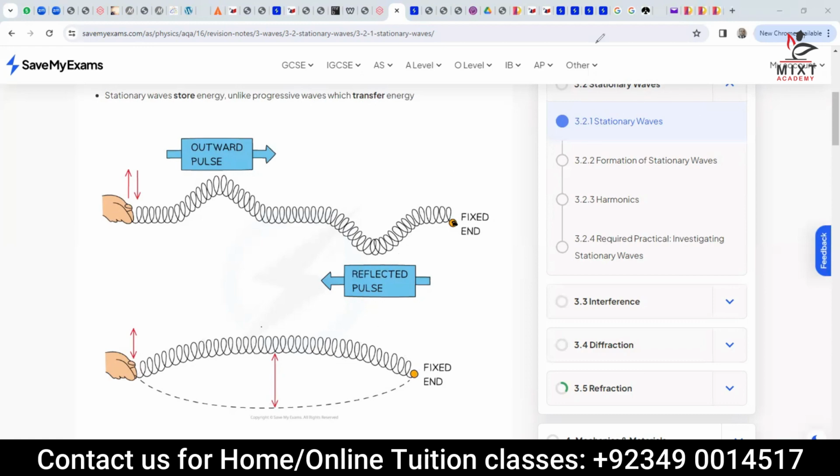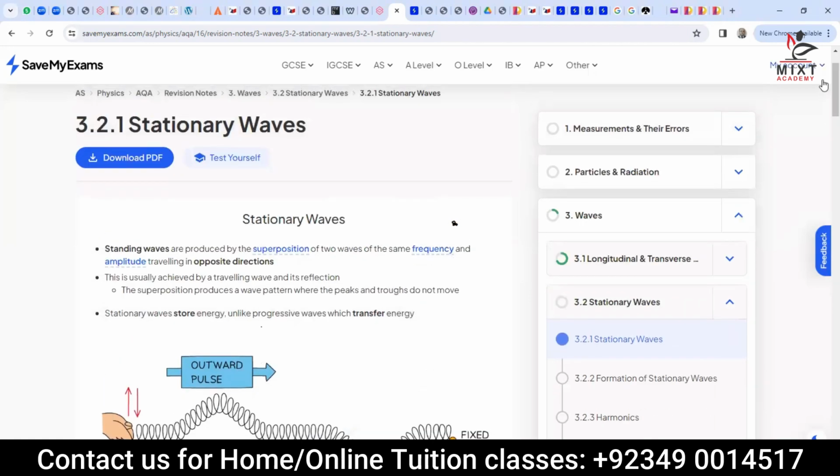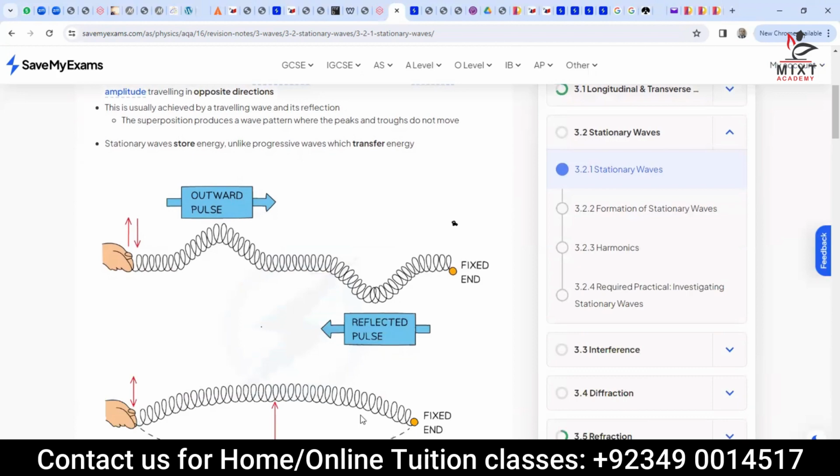So basically, what exactly is a stationary wave here? Standing waves are produced by the superposition of two waves of the same frequency and amplitude traveling in opposite directions. What are the conditions necessary for a standing wave? The first condition is that the waves should have the same frequency. You are talking about a wave in a string, right? If, for example, it is fixed at both places, it will give you the same frequency. The reason is the source is the same. It's the same string, and if the string is the same, it will generate the same frequency.